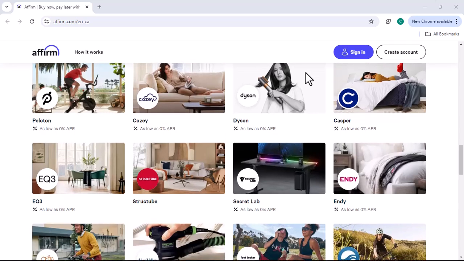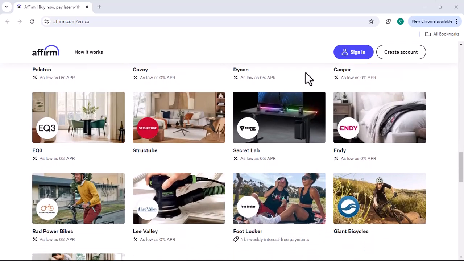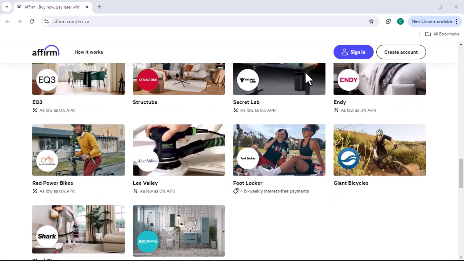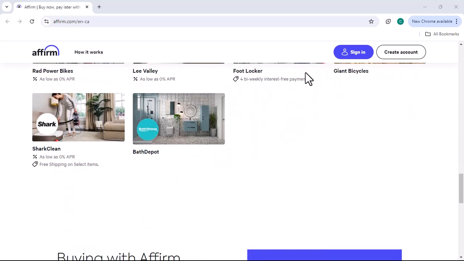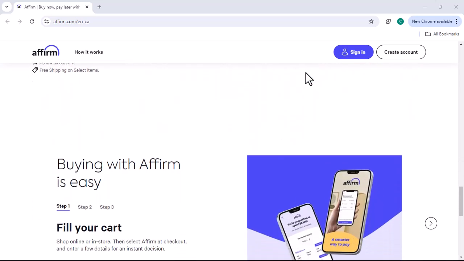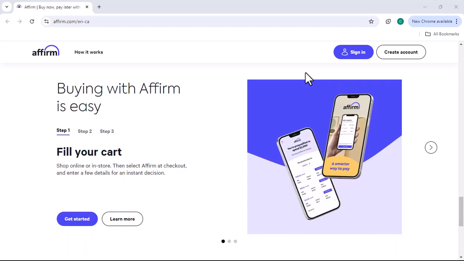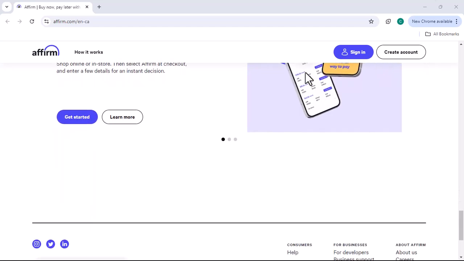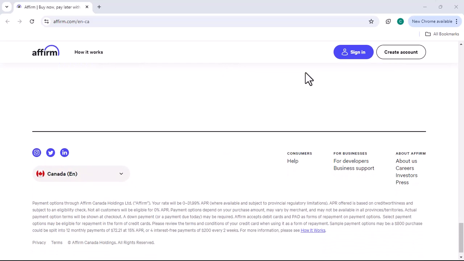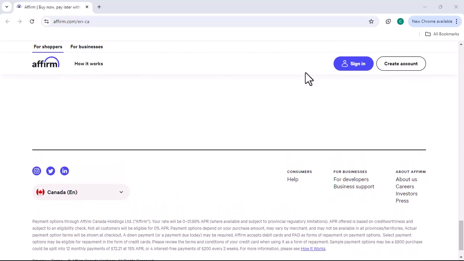What is PayBright? Let's start by understanding what PayBright is. It's a buy now, pay later service that allows you to make purchases online and pay for them in installments. Instead of paying the full amount upfront, you can spread out the cost over a few months. This can be helpful if you're on a tight budget or want to avoid credit card debt.